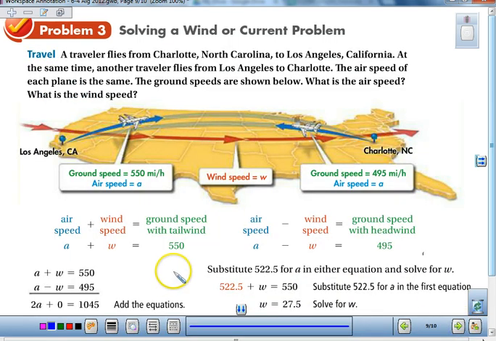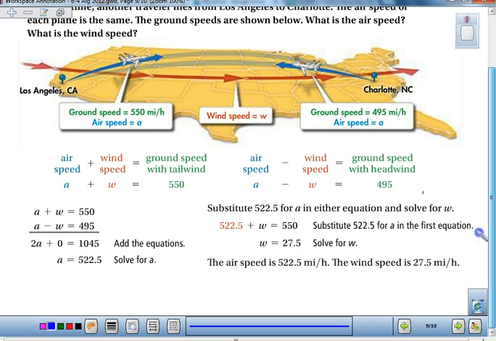So now we are going to look at one of the wind problems. A traveler flies from Charlotte, North Carolina to Los Angeles, California. At the same time, another traveler flies from Los Angeles to Charlotte. The airspeed of each plane is the same. The ground speeds are shown below. What is the airspeed, and what is the wind speed?